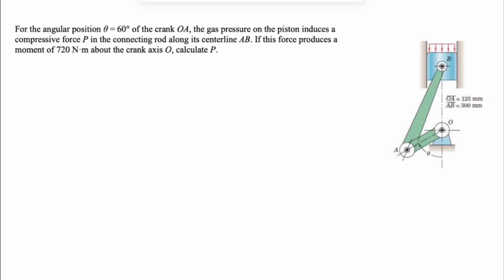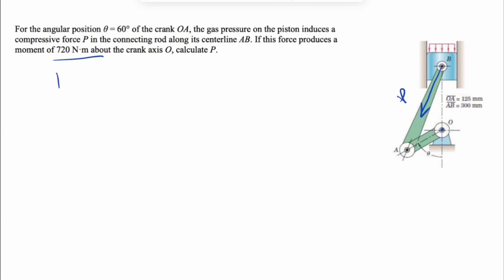Alright guys, let's see how we can solve another question from the second chapter of the Meriam textbook, Engineering Mechanics. In this question, for the angular position theta, which is 60 degrees of the crank OA, the gas pressure on the piston induces a compressive force of P in the connecting rod along its center line AB. So we have a force P in here, and we know that this force produces a moment of 720 Newton meter about the crank axis point O.